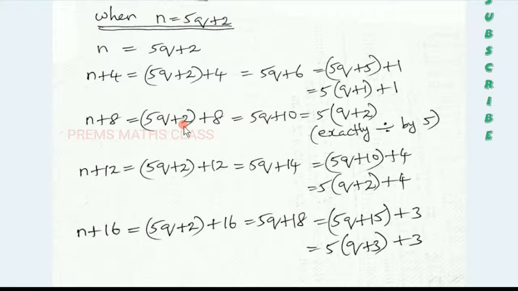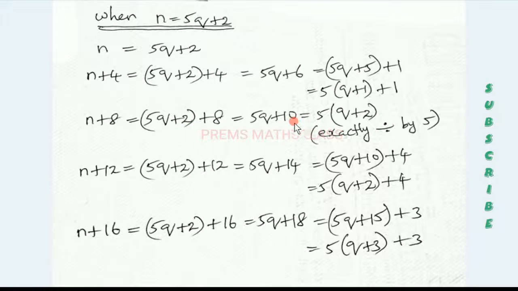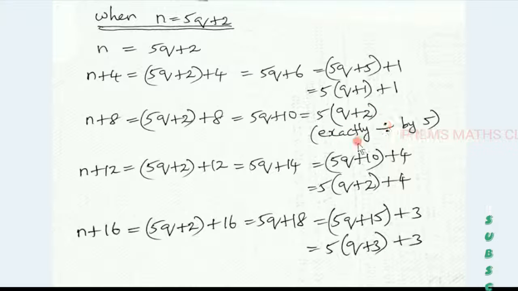Next, n+8. n is 5q plus 2 plus 8. Now 2 plus 8 is 10. Now taking 5 common from this, 5 into q plus 2. Here there is no remainder. That means it is exactly divisible by 5. Next, n+12.